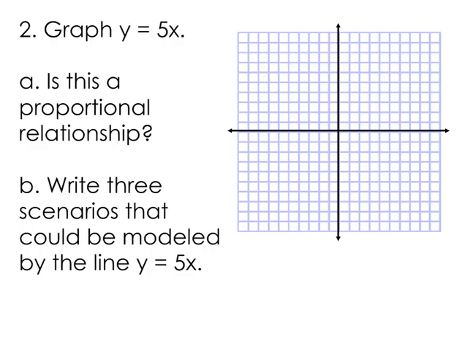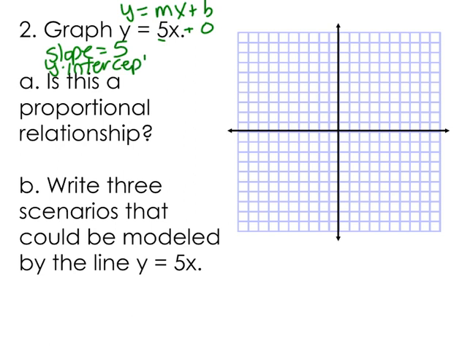Okay, number 2, graph the line y equals 5x. Now we know our slope-intercept form. If this is in y equals mx plus b form, then b is actually 0 and the slope is 5. So I could say slope equals 5, y-intercept equals 0. So we can graph that line.